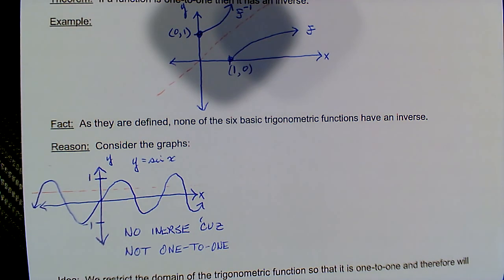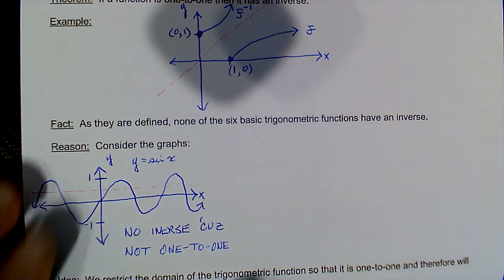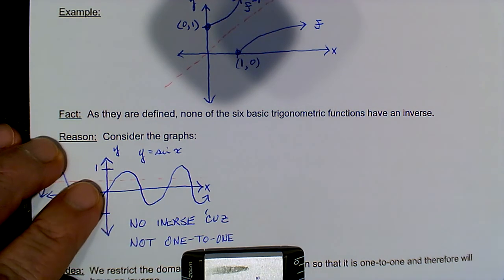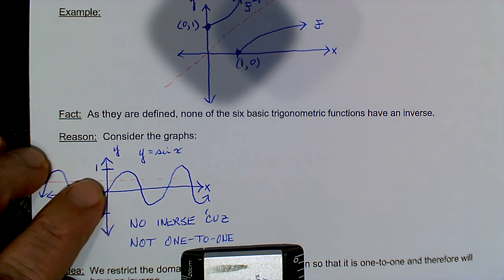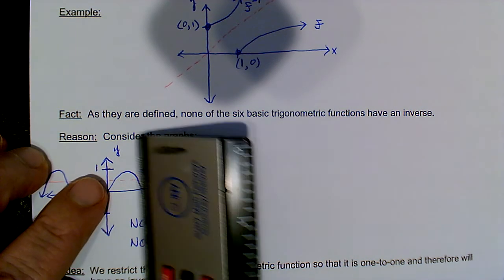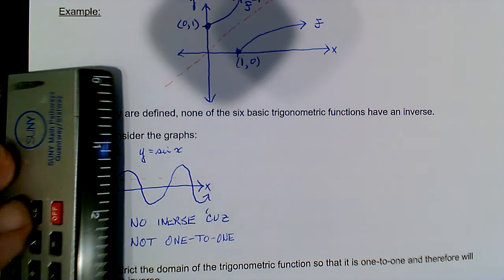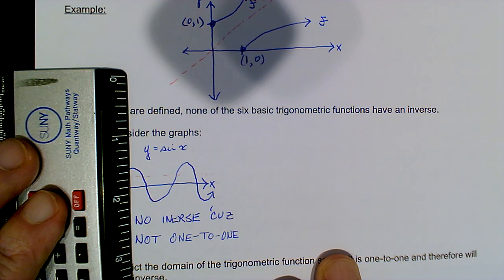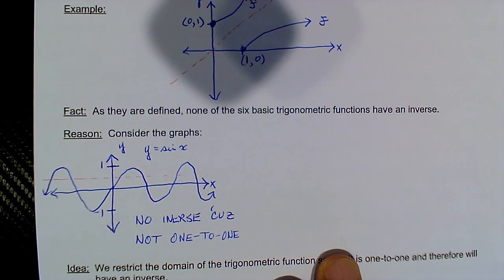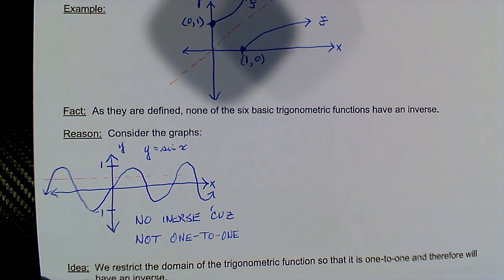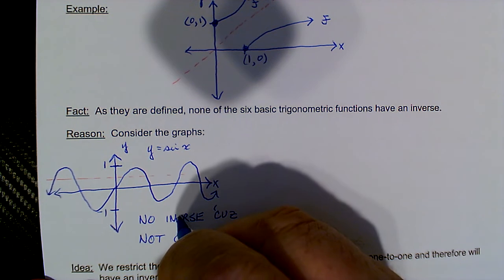And this holds for all 6 trigonometric functions. Cosine, same thing, except it's shifted by 90 degrees instead of starting at 0. The cosine function starts at 1, so the axis is basically shifted by 90 degrees. But for the same reason, there's no inverse, because it's not one-to-one.